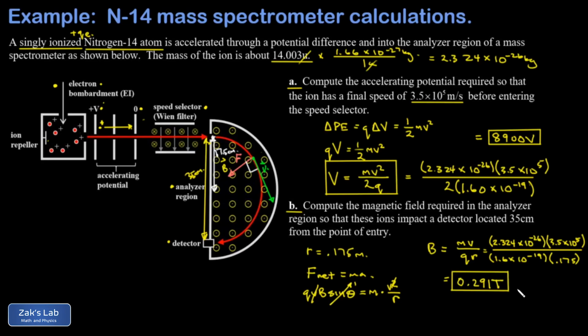If we imagine what this looks like in practice, you can set up a narrow beam of positively charged particles, fine-tune the speed distribution very closely around 3.5 times 10 to the 5th meters per second, and then sweep through a bunch of different strengths of magnetic fields just by turning a knob. When you hit 0.291 Teslas, you're going to detect a current in this mass spectrometer, and you can quickly compute the mass of that particular species.